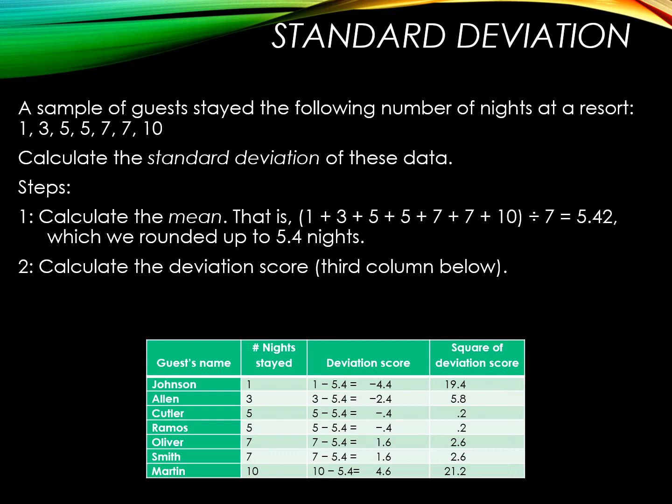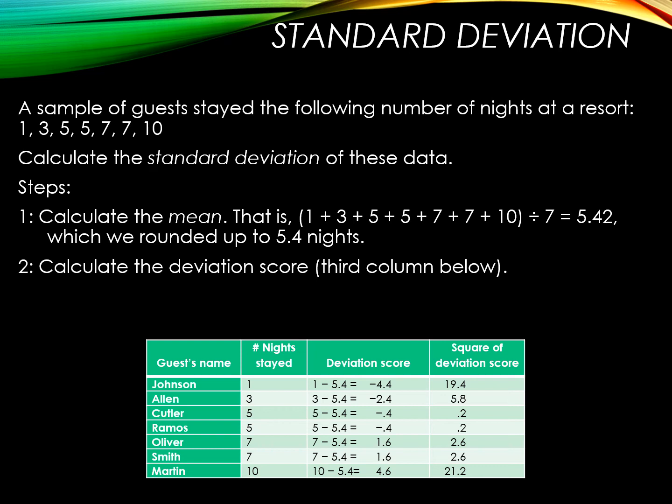And since the average was 5.4, we say 3 minus 5.4 equals negative 2.4. And we do this all down the line. Let's look at Smith, which is the second from the bottom. Smith stayed 7 nights. So we subtract 5.4 nights from that, and we get 1.6, right?